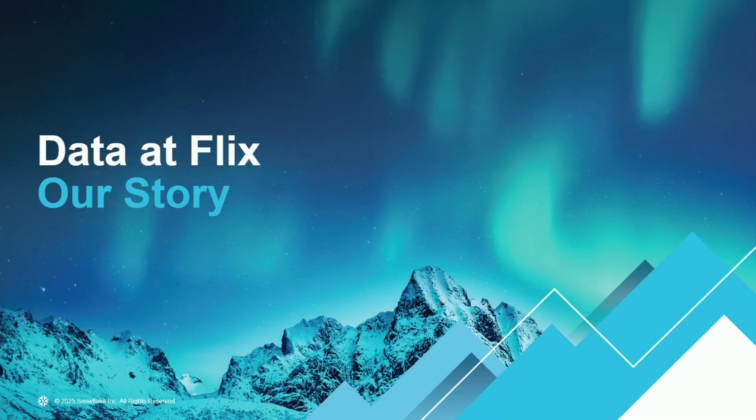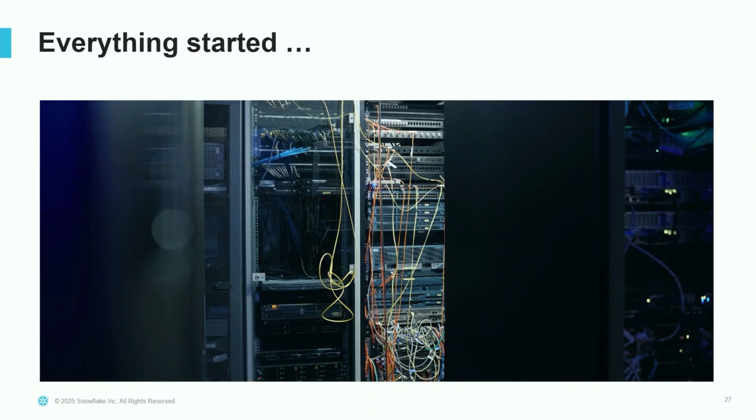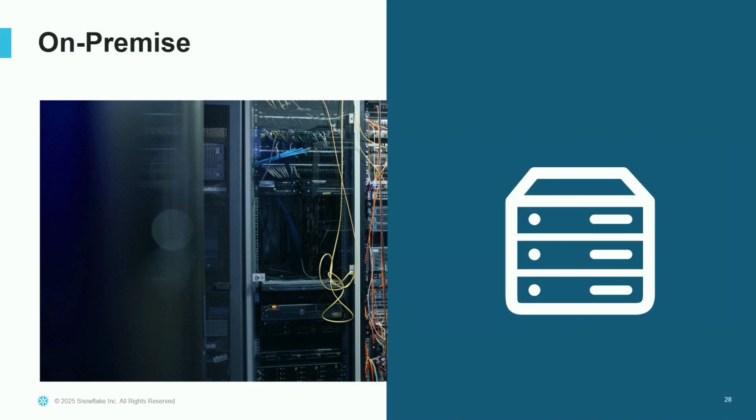Now we come to the Snowflake part. How did our story of data start at Flix? Well, we started like probably many other companies. It was like 10, 13 years ago. And we actually started on-premise. Very classic. We had our racks in the data center. And whenever the business was scaling, we had to put in more racks. So more compute power. That was quite nasty to scale the whole business.